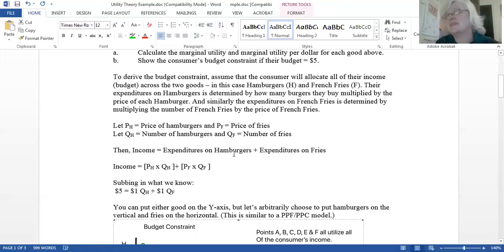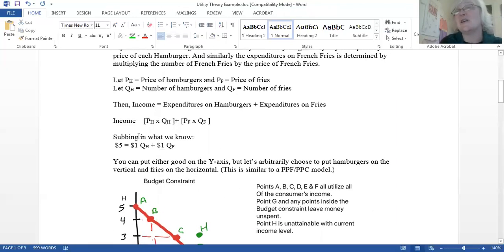Income is going to be equal to my expenditures on hamburgers plus expenditures on fries, right? And I just changed expenditures on hamburgers to be the price of hamburgers times the quantity of hamburgers, and then the price of fries times the quantity of fries, right? So far so good. Plugging in, substituting income for its current value of $5, plugging in $1 for PH, the price of hamburgers, and plugging in $1 for the price of fries, we will get $5 is equal to 1QH plus 1QF.